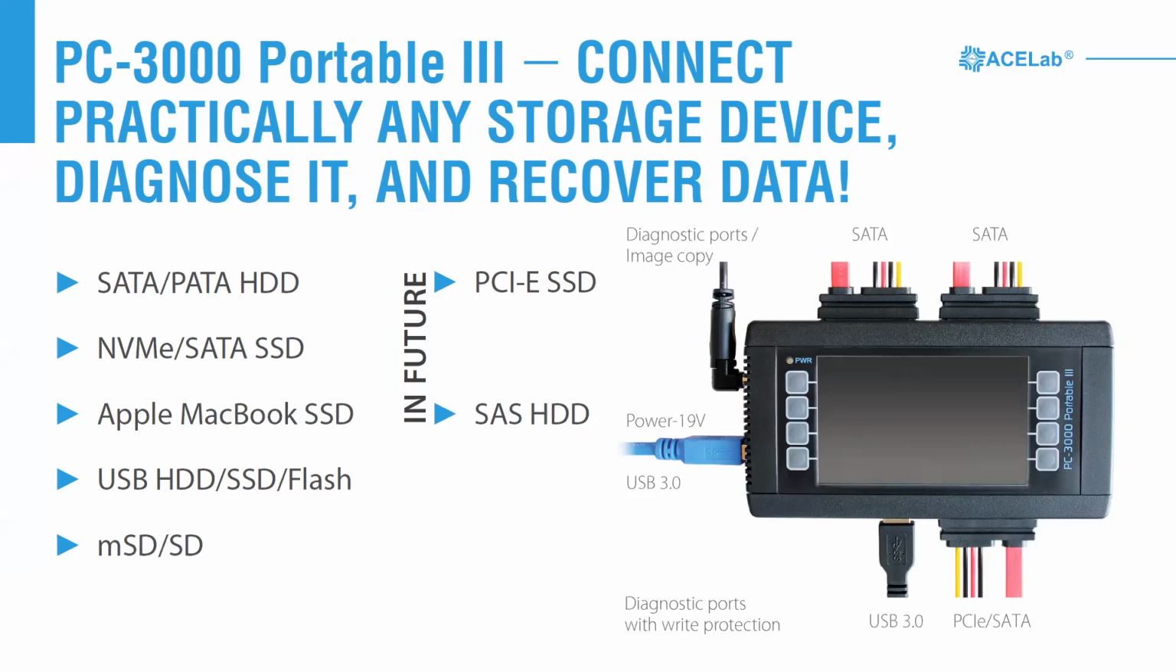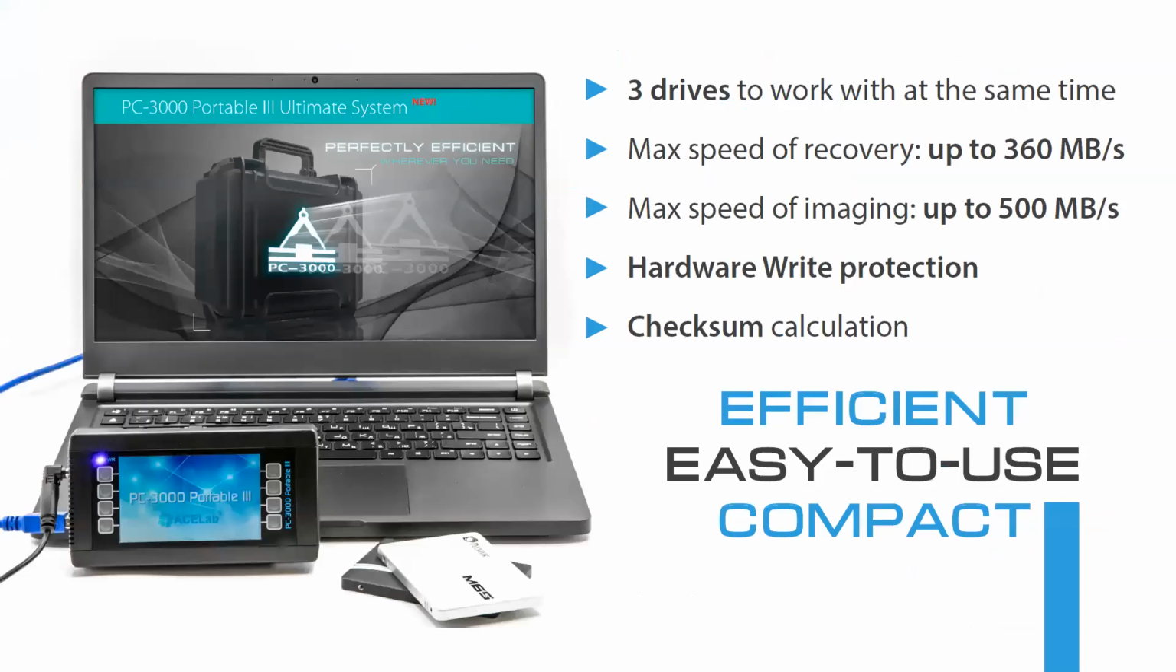But if we are talking about classic storage devices like different types of hard disk drives, SSDs, digital cards, USB flash drives, and some other devices, of course, the Portable tool is unique, because with the help of this tool, you can handle all these types of storage devices. And the main feature of Portable, of course, is that you can work with 3 drives at the same time independently. The maximal speed of recovery will be around 350-390 megabytes per second, because we're using the latest hardware inside the Portable tool. You can reach a pretty high imaging speed of around 500 megabytes per second.